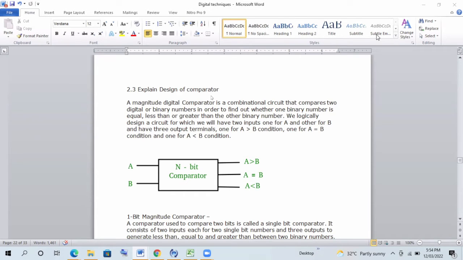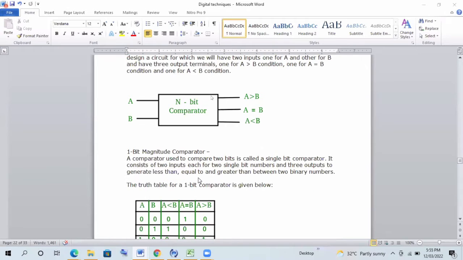This is the circuit for the n-bit comparator. So here you can see the block diagram for the comparator. We are having the two inputs A and B, and the output is A greater than B, A equal to B, and A less than B. So this is the one-bit comparator circuit. So the comparator is used to compare the two bits. It's called as a single bit comparator. So it consists of two inputs, each for the two single bit numbers, and three outputs to generate the less than, equal to, and greater than between two binary numbers.